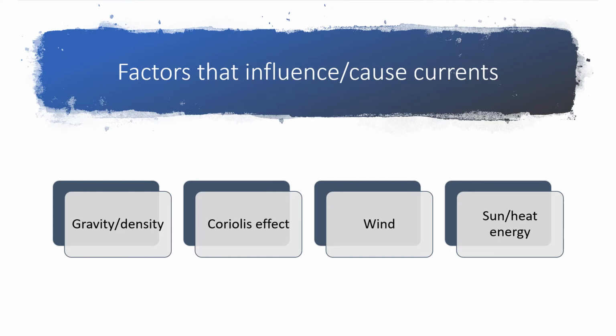Second factor is the Coriolis effect. Remember that we've talked about the Coriolis effect before, and that if something's trying to move in a straight line across the globe, the rotation of the Earth is going to have an effect on that movement. It's going to actually pull it to the side.